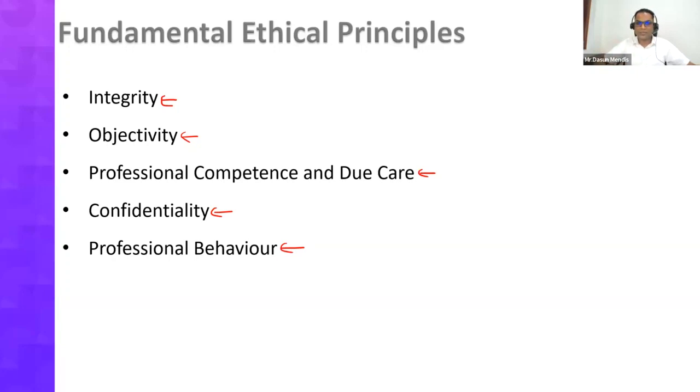Can anybody tell me? Self-interest threat, self-review threat, advocacy threat, familiarity threat, intimidation threat. So because of these threats, it creates a difficulty for the accountants to adhere to these 5 fundamental ethical principles. Then when these threats are identified, what does the accountant have to do?